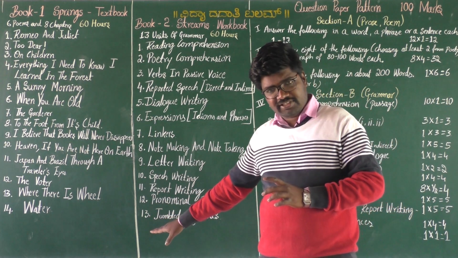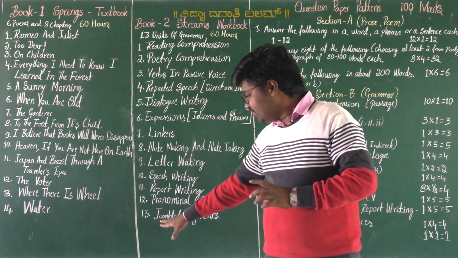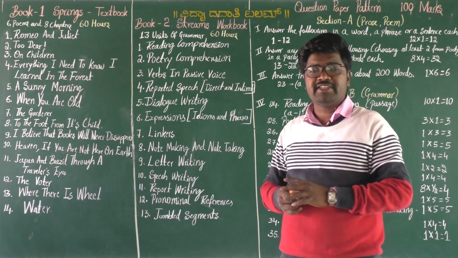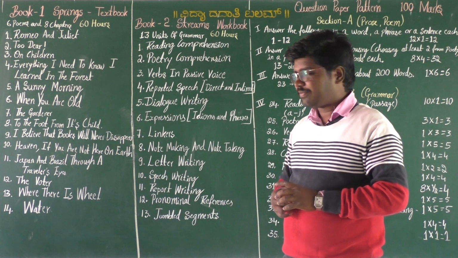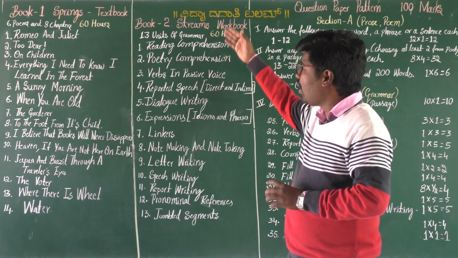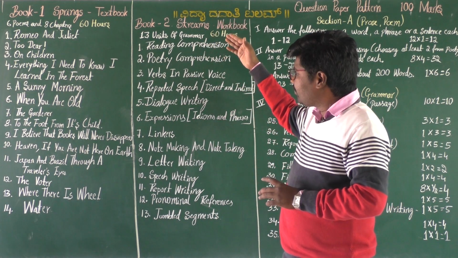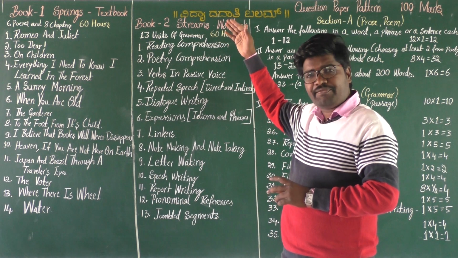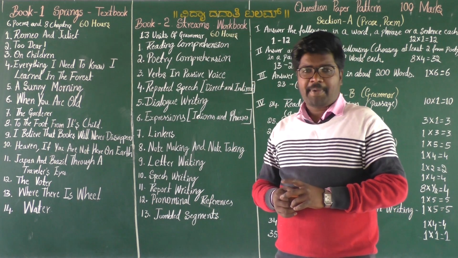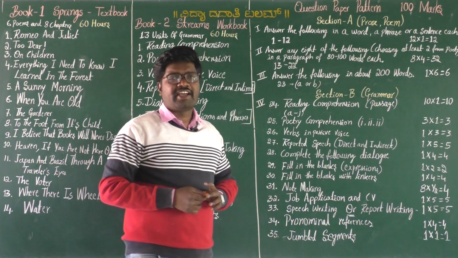And the last part in the stream workbook is jumble segments. Jumble segments, you are already familiar with this in the first PUC. Okay, this is all about book number 2, the streams workbook. All those 13 units of grammar. There will be several worksheets on the grammar part. There will be so many exercises related to the grammar part.